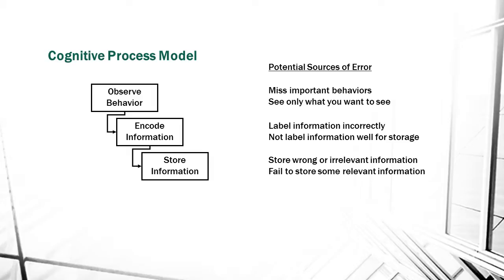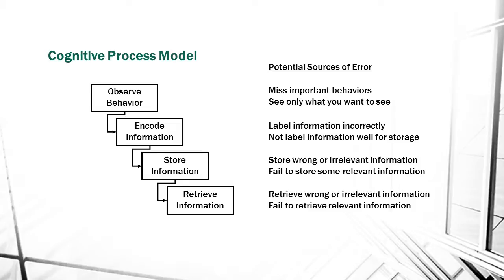We store information, and then with a formal performance appraisal process, that typically only takes place once a year, maybe twice a year. So we have to keep that information in our memory until it's appraisal time, and then we have to retrieve it. And there's room for error at the retrieval stage as well. We might have stored the information correctly, but we might retrieve it wrong. Or we might fail to retrieve all of the information we have. We might simply forget about some of the behaviors that we noticed early on.